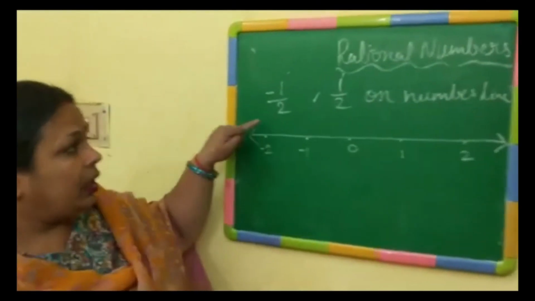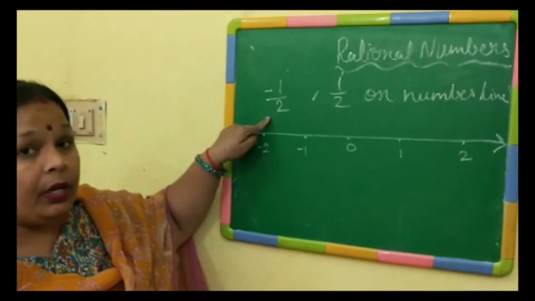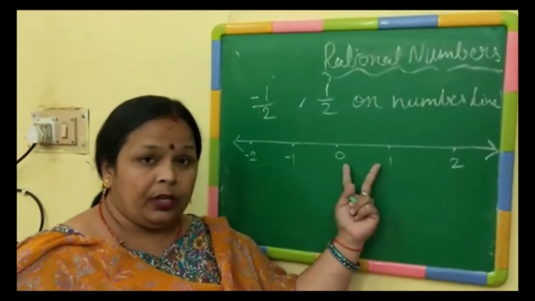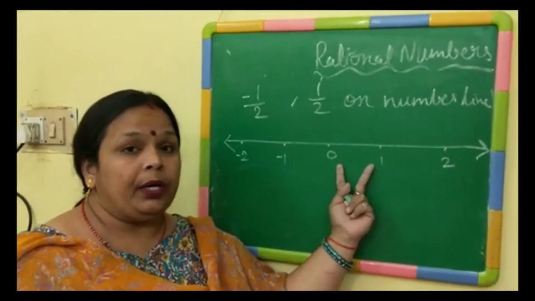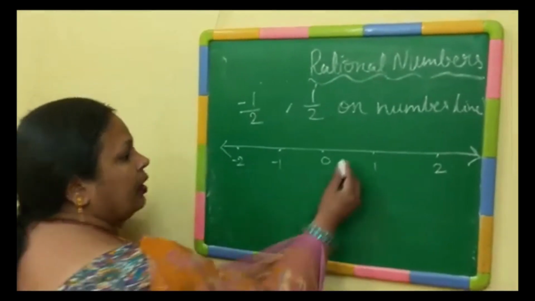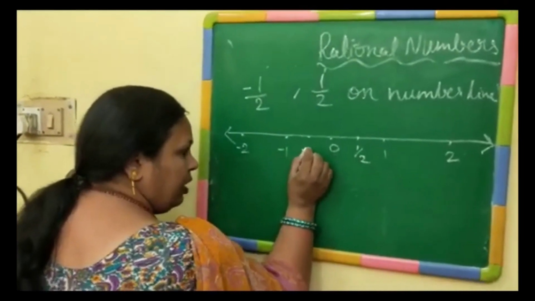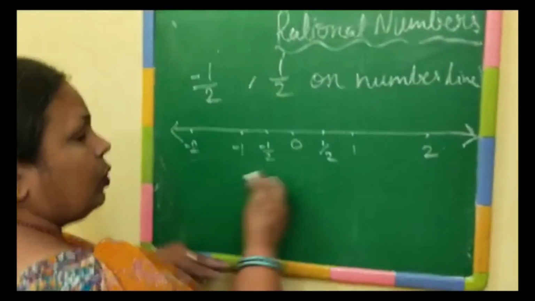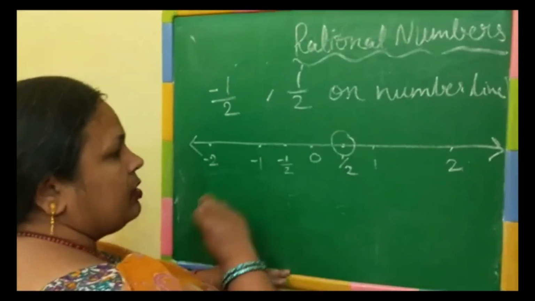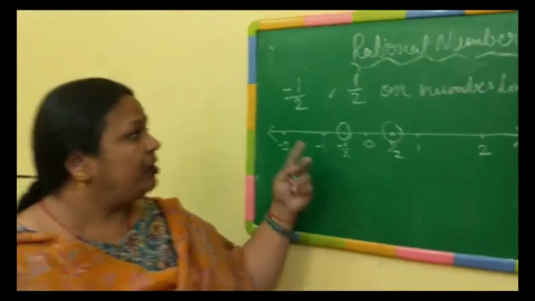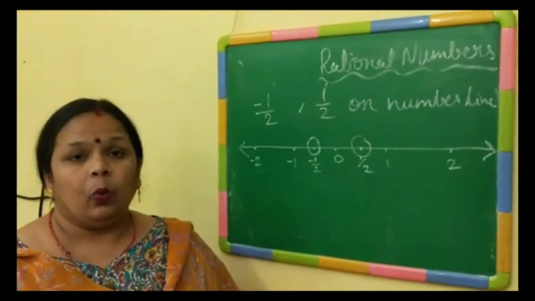Now, look at the denominator. The denominator is 2. That means the unit distance is equally divided into two parts. So if this is half, this will be minus half. So this is minus half, plus half, and this is minus half. This is the representation of minus half and 1 by 2.